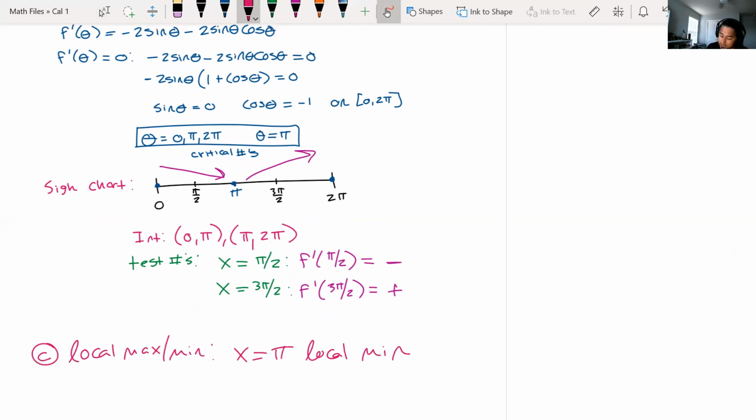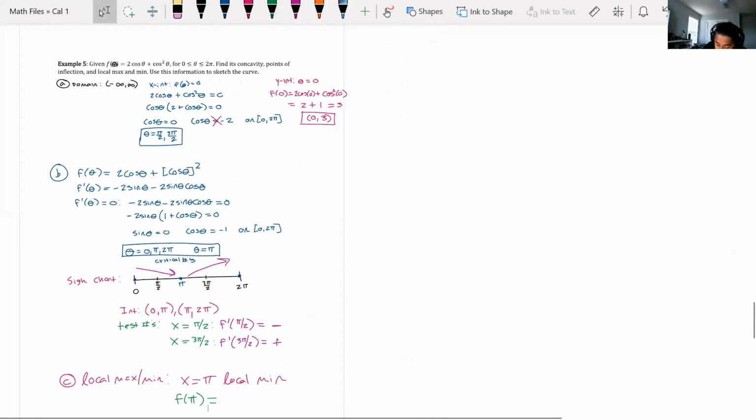X equals pi is the local minimum, which means plug it into the original function. So if I plug pi into the original, that'd be -2 plus -1 squared, right? -2 plus 1, so we get -1. So here we are at pi and -1. There's my local minimum.